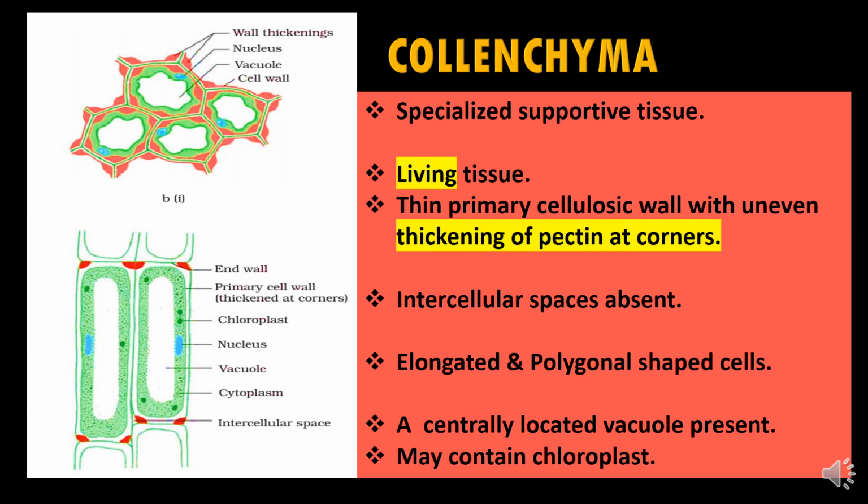Intercellular spaces are generally absent because of the deposition of pectin at corners. Cells are elongated and polygonal shaped. And a centrally located vacuole is also present, as you can see in the diagram. And they may also contain chloroplast, but their basic function is to provide mechanical support.